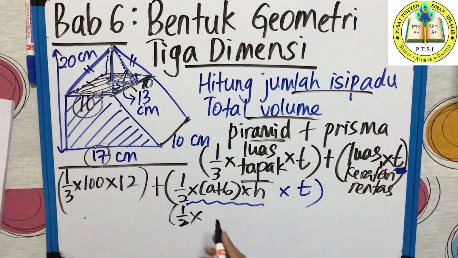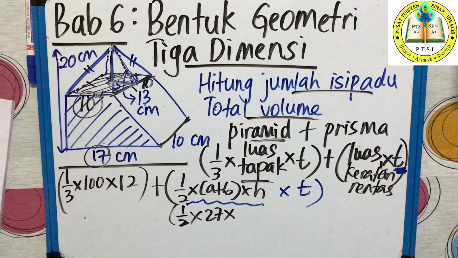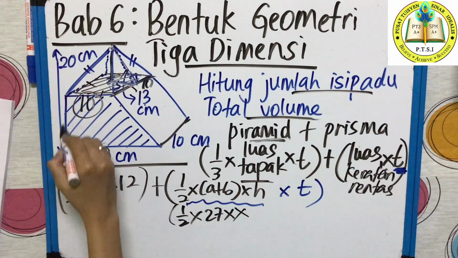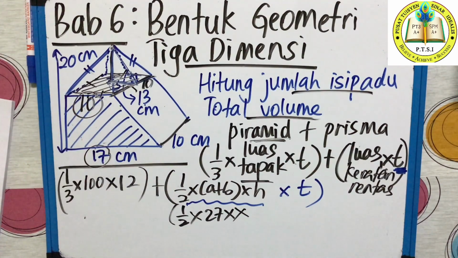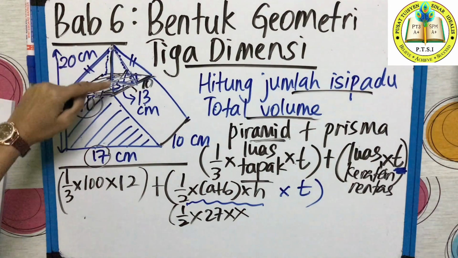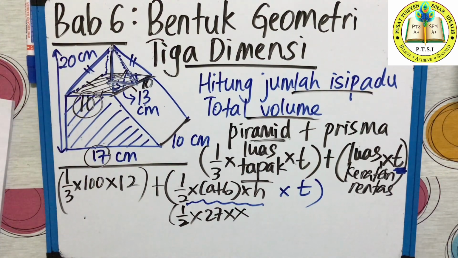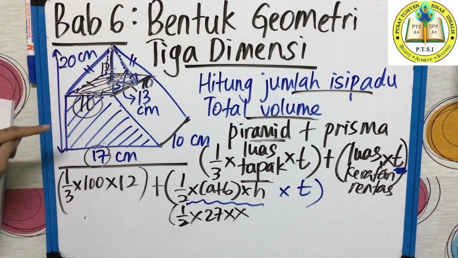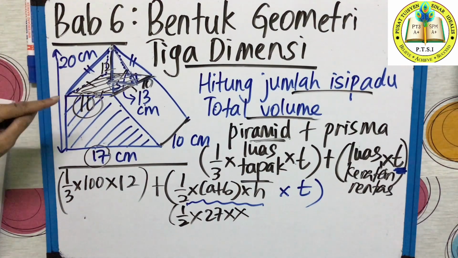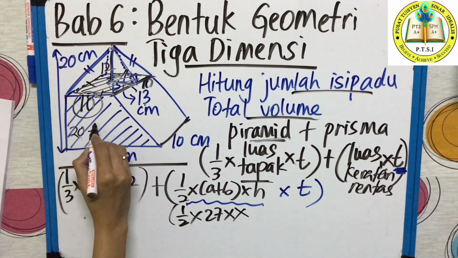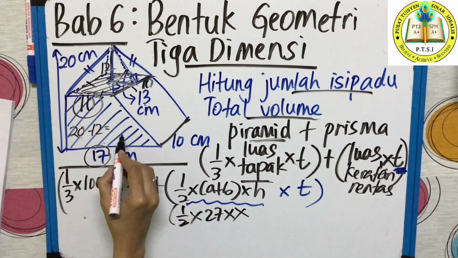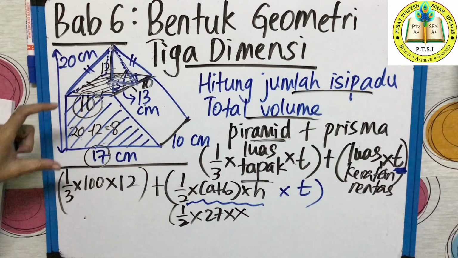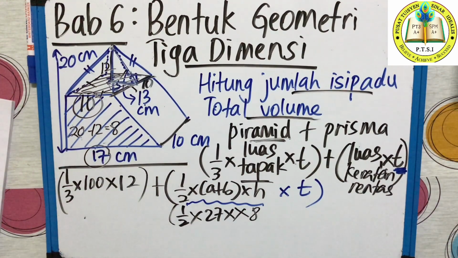So that is A plus B, 10 plus 17, you get 27. Times by height. What is the height for the trapezium? Berapa tinggi untuk trapezium? Tadi tinggi piramid berapa kamu cari? You get 12. So tinggi piramid 12. So tinggi trapezium berapa? 20 is the full, right? So 20 minus 12, cikgu tulis sini, 20 tolak 12, kamu dapat 8. So the height of the trapezium supposed to be 8.